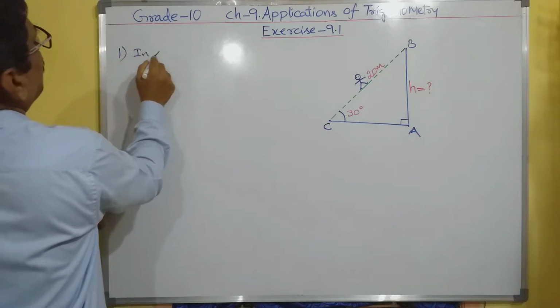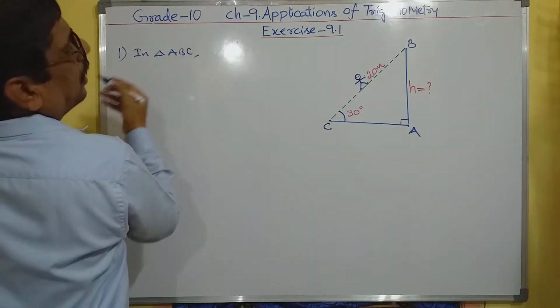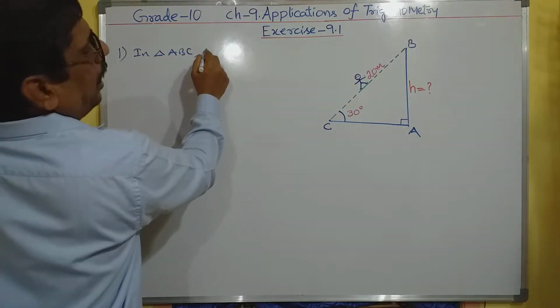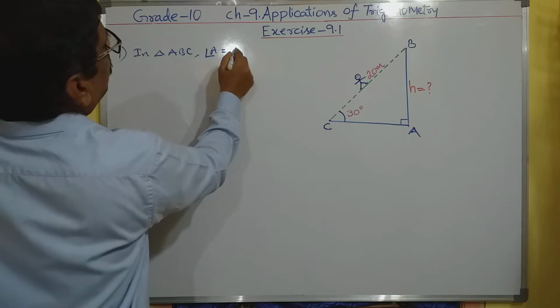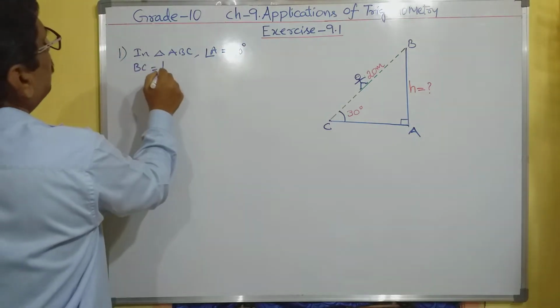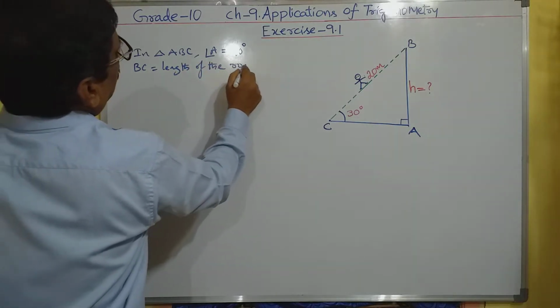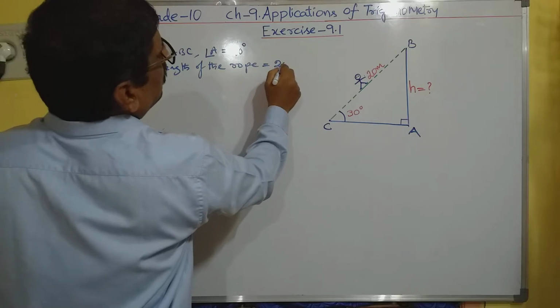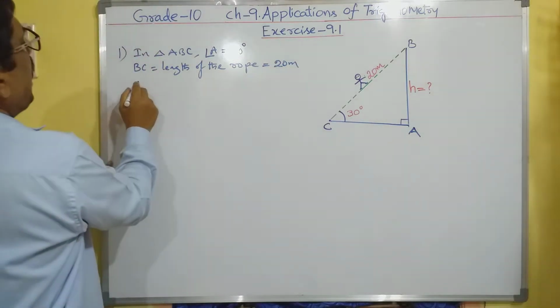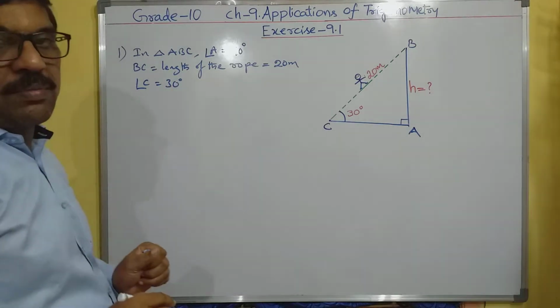In triangle ABC, angle A is equal to 90 degrees, BC is equal to the length of the rope. How much is given? 20 meters. And angle C is equal to 30 degrees. This is the information given.